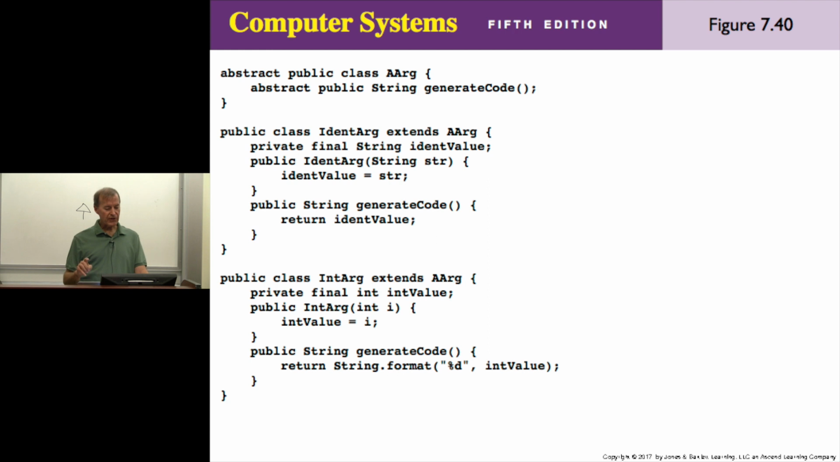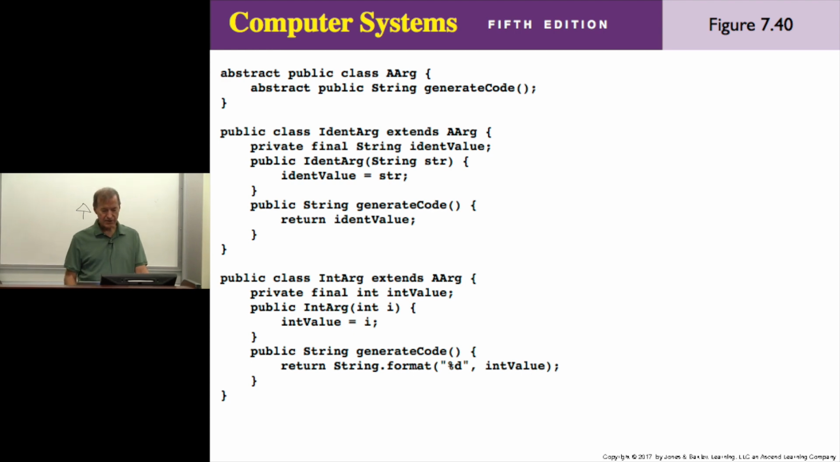And now, it also has to implement generateCode. So how does it implement generateCode? It just returns what? The identValue, which is the string. So that's the code that gets generated.